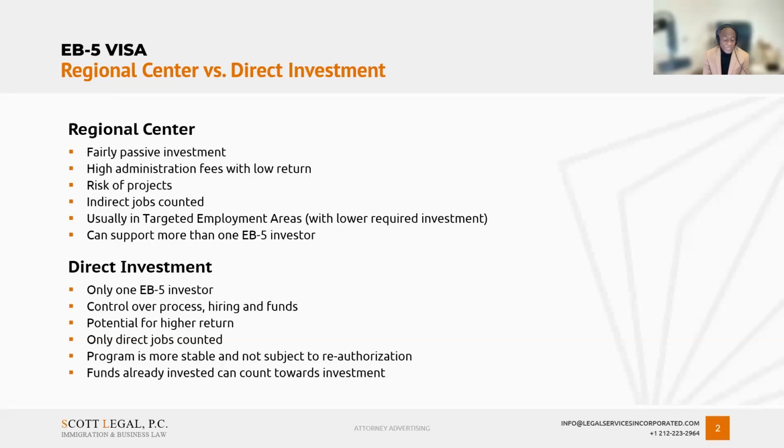They are both part of the EB-5 program, but have differences in terms of who is going to apply, but also some legal and procedural differences associated with them.